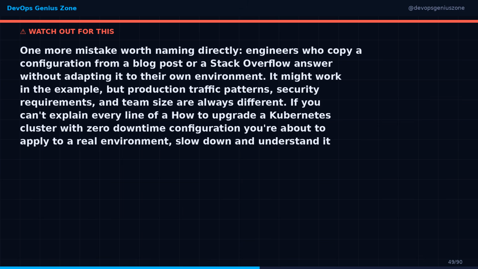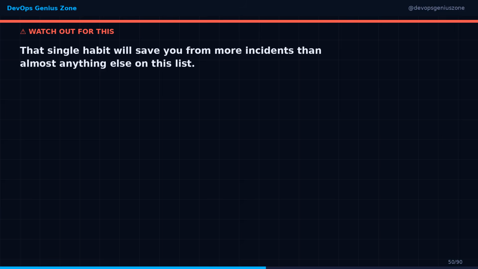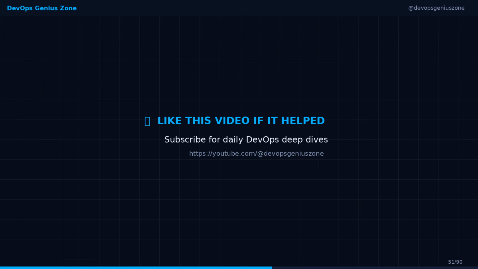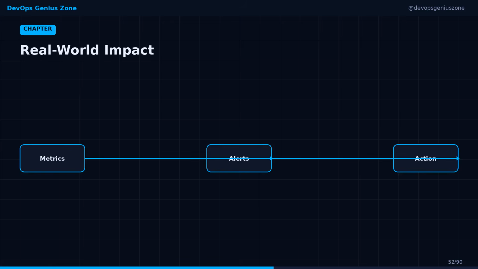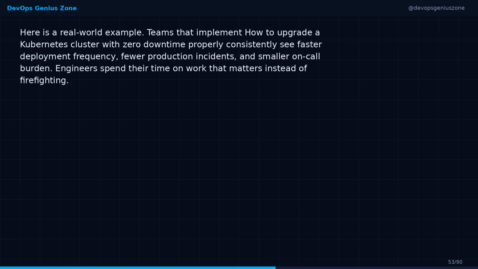Here is a real-world example. Teams that implement how to upgrade a Kubernetes cluster with zero downtime properly consistently see faster deployment frequency, fewer production incidents, and smaller on-call burden. Engineers spend their time on work that matters instead of firefighting. I recall a team at a gaming company that adopted it and reduced their mean time to recovery by 80%. That's the kind of impact we're talking about. A major streaming service cut their cloud bill by 40% after properly tuning their setup.